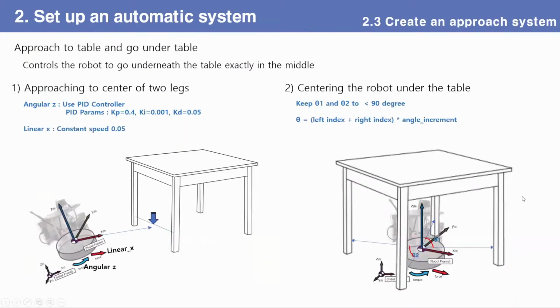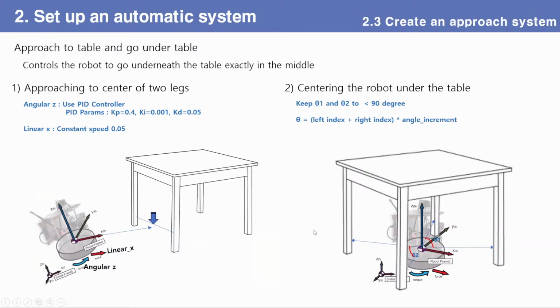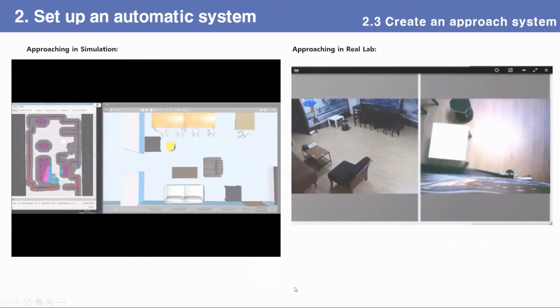I would like to mention one thing. This one is the detection system. It's a simulation and real life. The table size is different. So with this formula, I can calculate the width of the table, then detect the table, then approach the table. I use the PID controller here for this parameter, and this is the approach table.